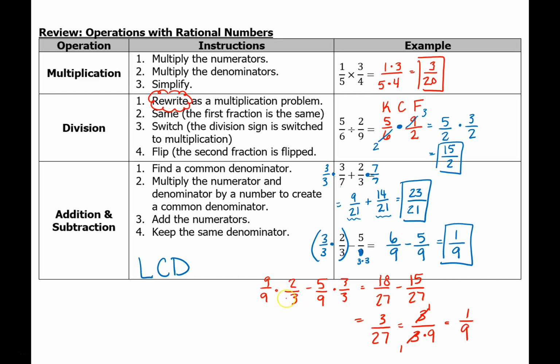So if you want to do it without the least common denominator, you'll get to the same place, but you have to be really careful that you don't make a mistake in that step there when you get the 3/27. If you use the least common denominator, you don't have to worry about that at all.